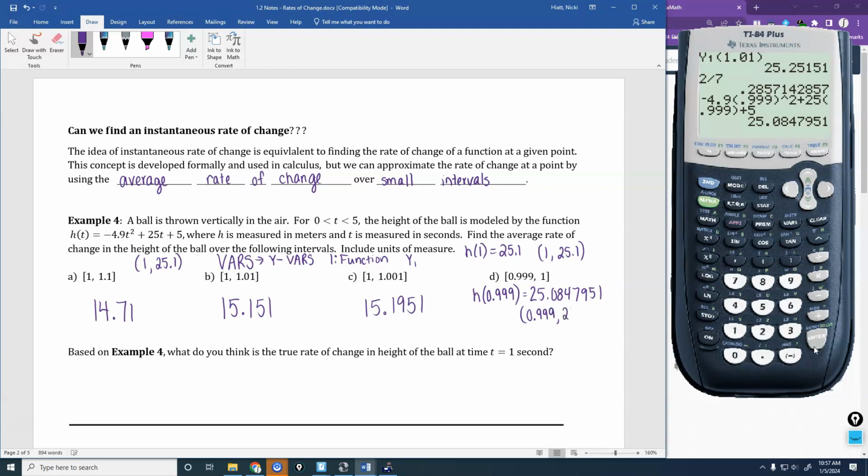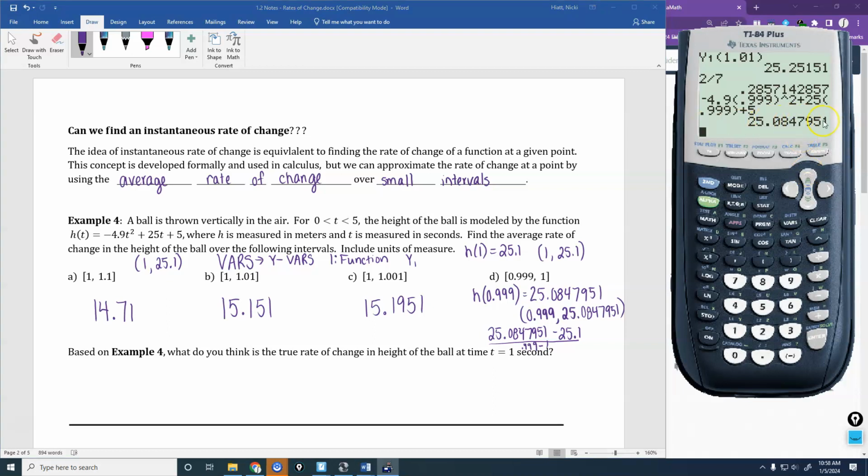So that means that point is the point (0.999, 25.084791). Right. So whenever we plug into the equation, it gives us the coordinates of our point. And so we want to do slope formula with this to find that average rate of change. So we'll do 25.084791 minus 25.1 over 0.999 minus 1.